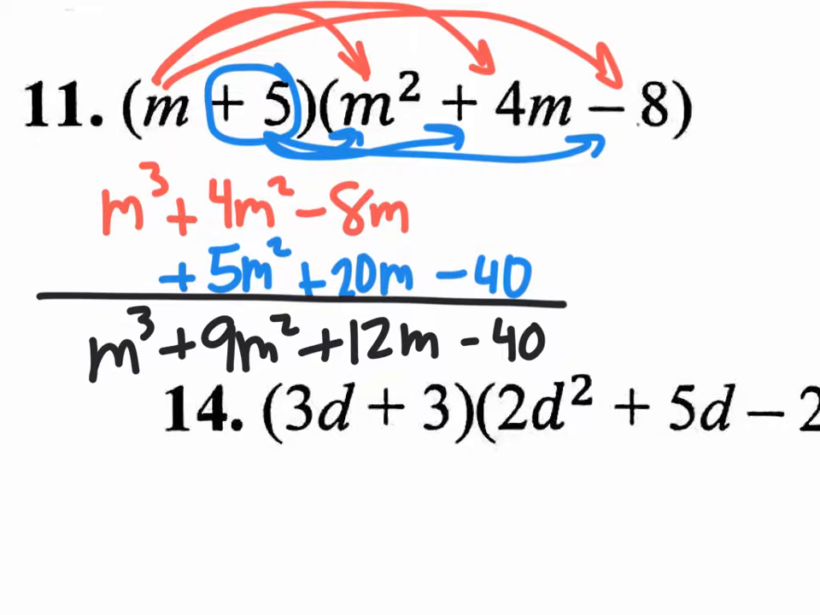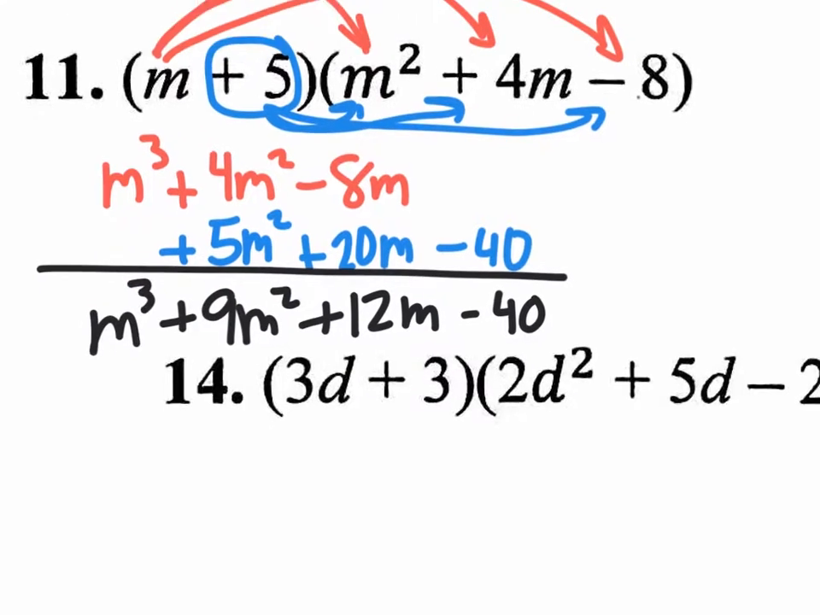If I asked you a couple of vocab questions like, what is the constant of your answer? The constant is negative 40. You have to include the sign. What if I asked you, what's the leading coefficient? 1. There's an invisible 1 in front. Okay? If I asked you, what's the degree? The degree is the highest exponent, 3. Is this in standard form? Absolutely. Let's jump down to number 14 here.